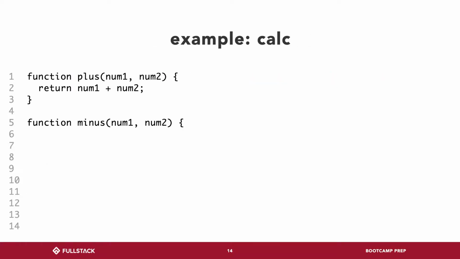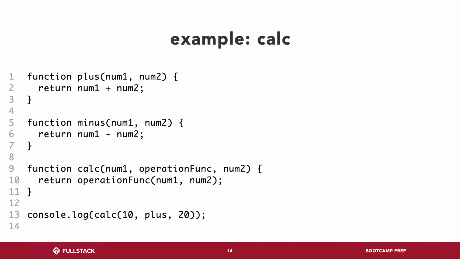I think this might be the last example. So let's talk about this example. Let's talk about what's going on. Right away, I see three function keywords, right? So let's look at the first one. First one is called plus. Takes in num1, takes in num2, returns num1 plus num2. It's adding two numbers together.